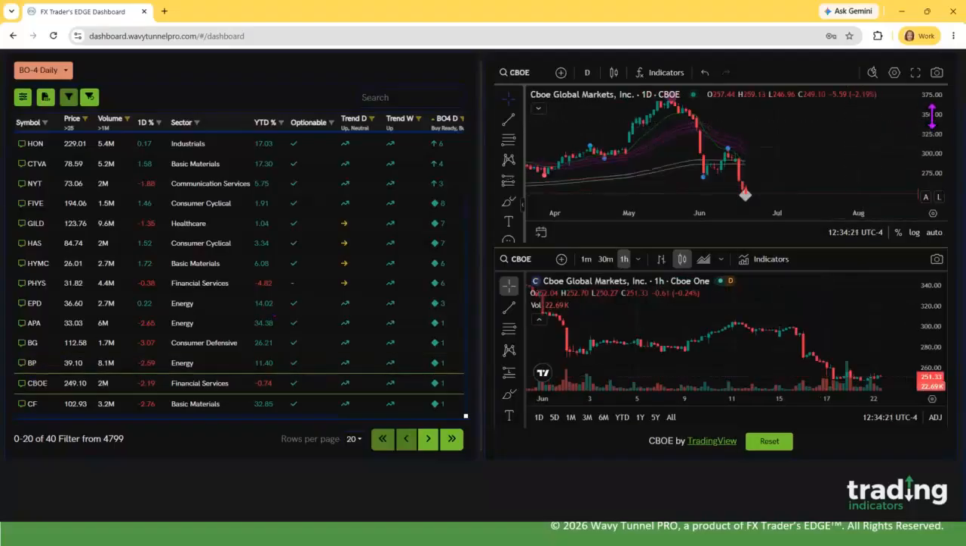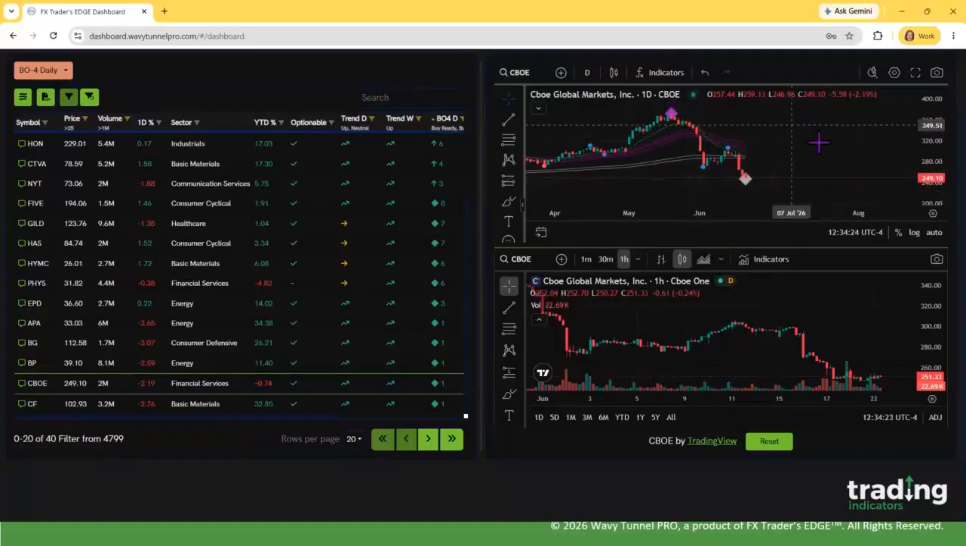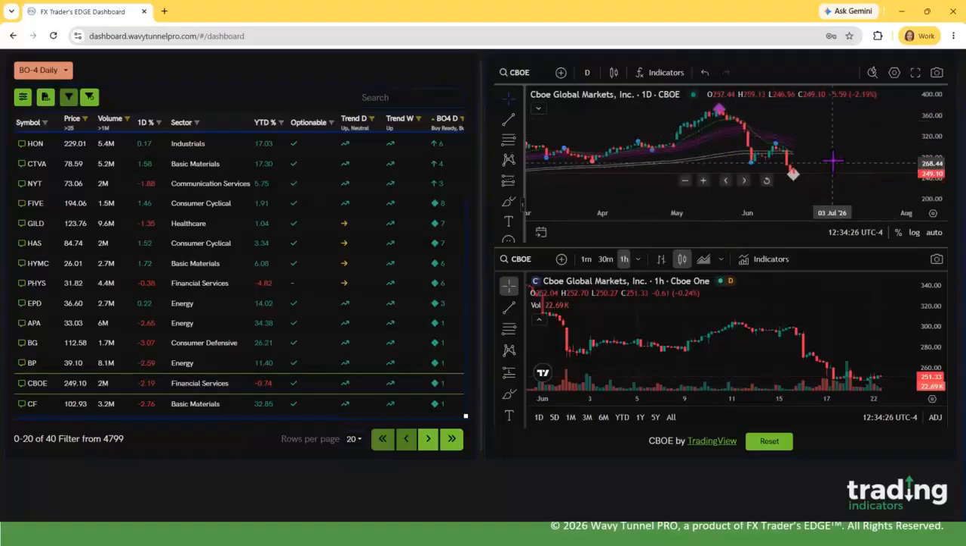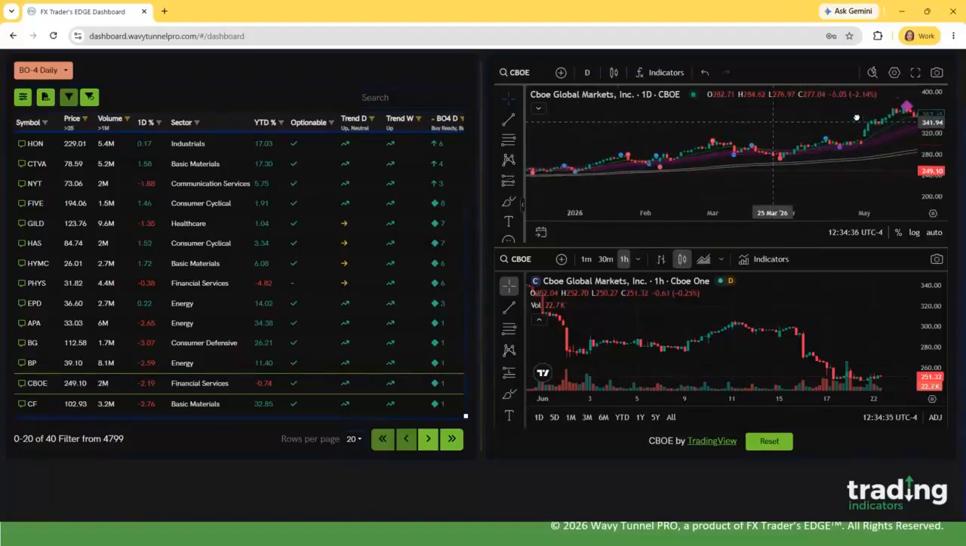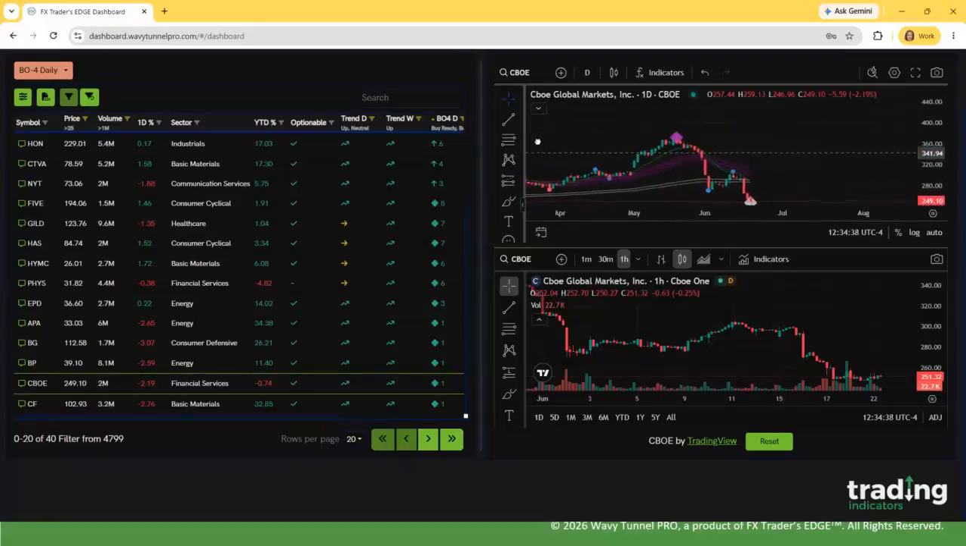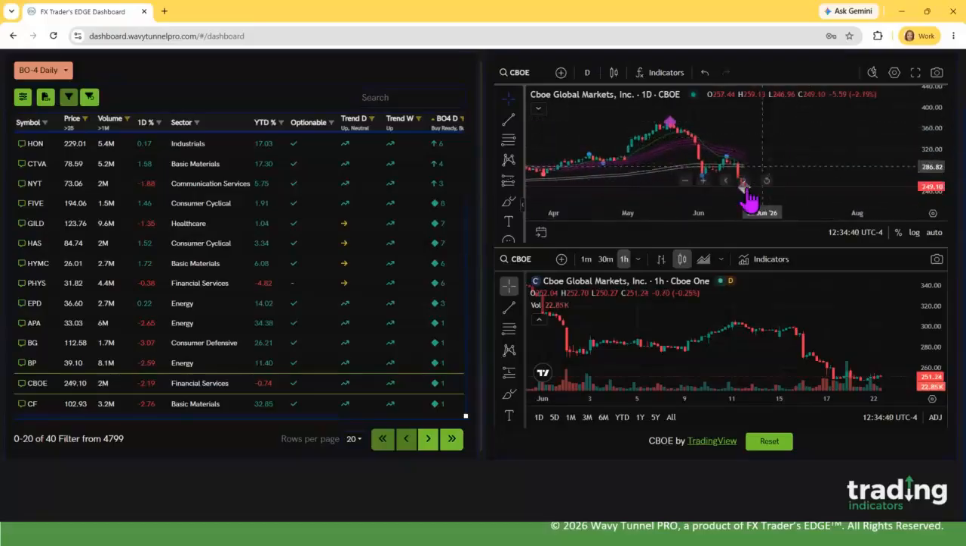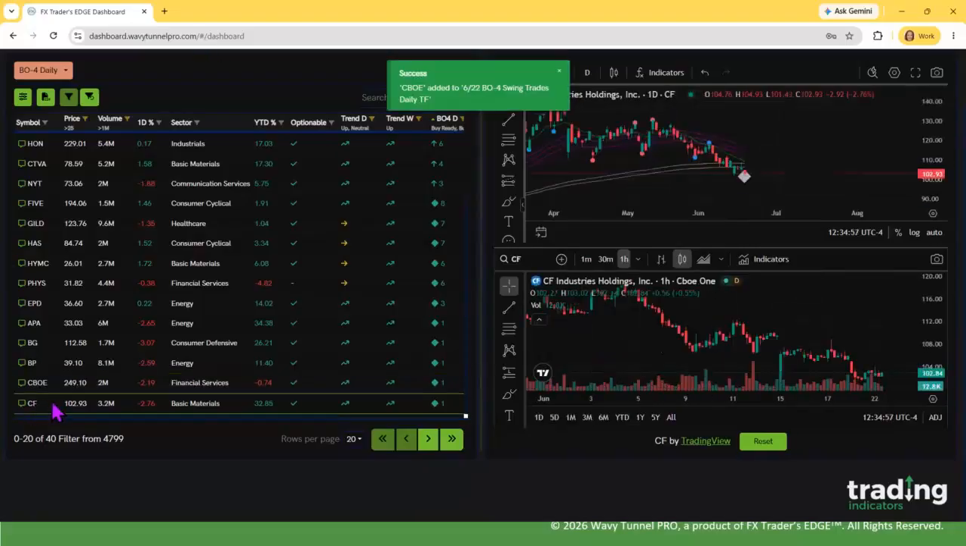CBOE. This is really moving. This is moving down quickly. The wave is still comfortably above the tunnel. Let me just have a look back. Yeah, I want to see this closing above the filter, but I will put this on the watch list. And CF, basic materials. Let's have a look here. Yeah, this looks nice. I want to see this closing above the filter. I will put this on the watch list.